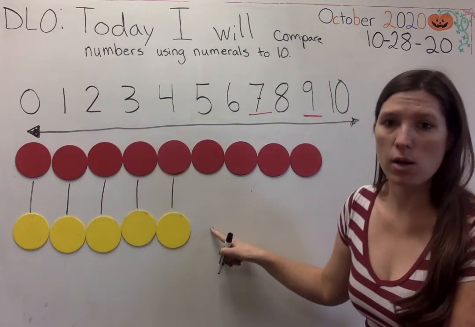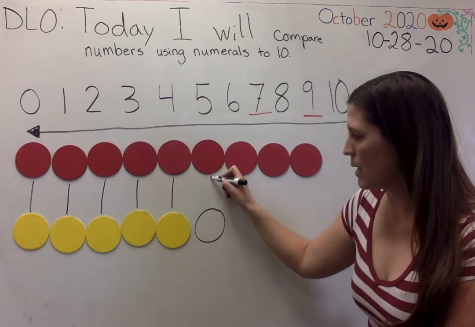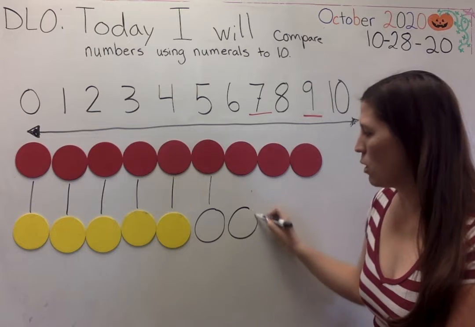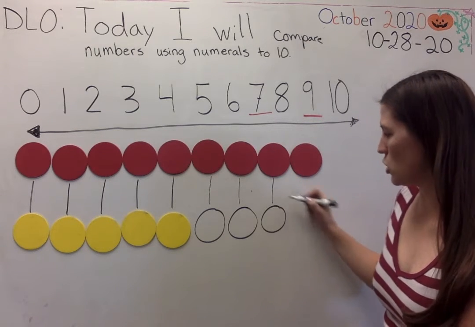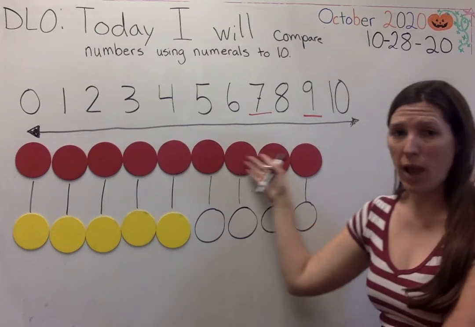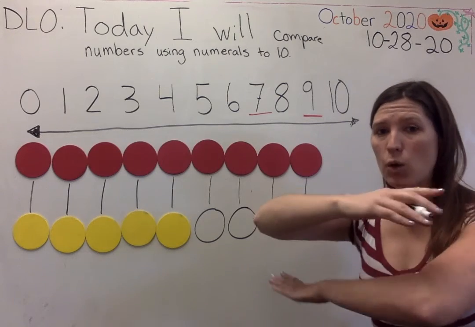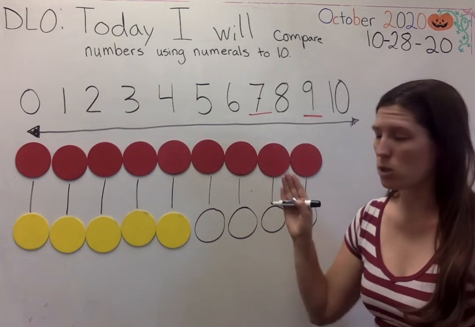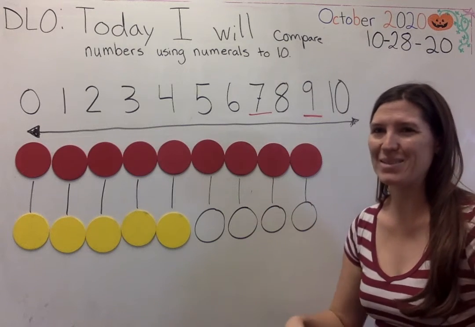There's nothing here, so we need to draw one to match. So I'm going to draw and match. Draw and match. Now every red circle has a match to the bottom, so I know they're equal. I don't even have to count them to know they're equal because I can see that every single one has a match.